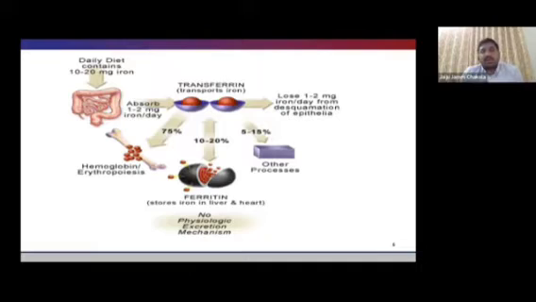This picture just depicts how iron is utilized in our body. Like I told, the daily diet contains around 10 to 20 milligram of iron. It is absorbed throughout the intestine, mainly in the jejunum and the duodenum. Out of the 10 to 20 milligram of iron, only 1 to 2 milligram is absorbed per day, which is transported via transferrin. Around 75% of the absorbed iron is used in the production of hemoglobin, or production of RBCs by erythropoiesis. 10 to 20% is stored, and 5 to 15% goes to other processes like the creation of enzymes. There is a loss of around 1 to 2 milligram per day from desquamation of epithelia.